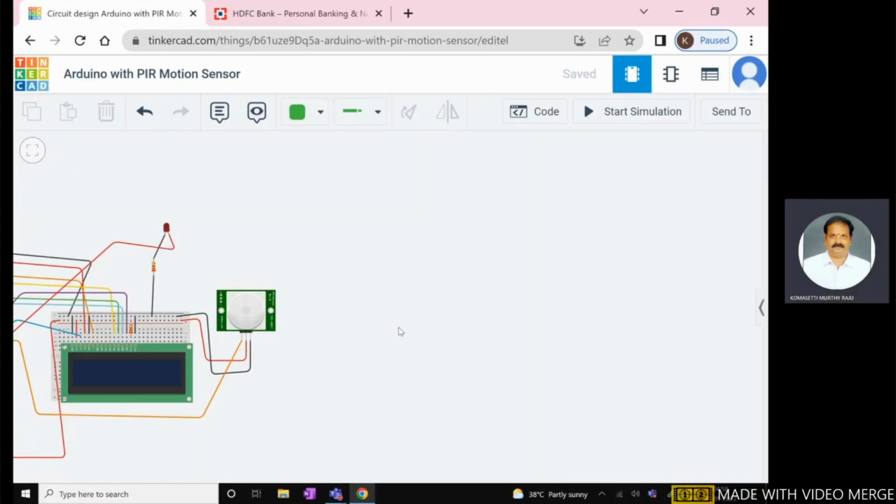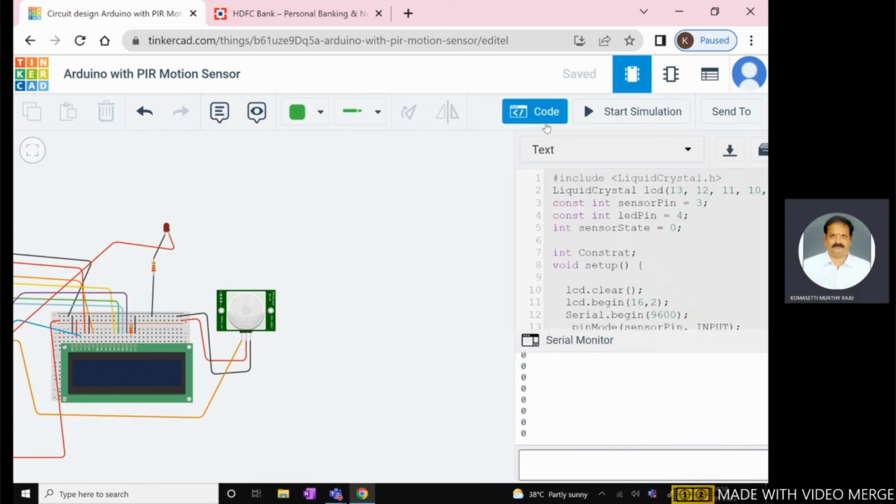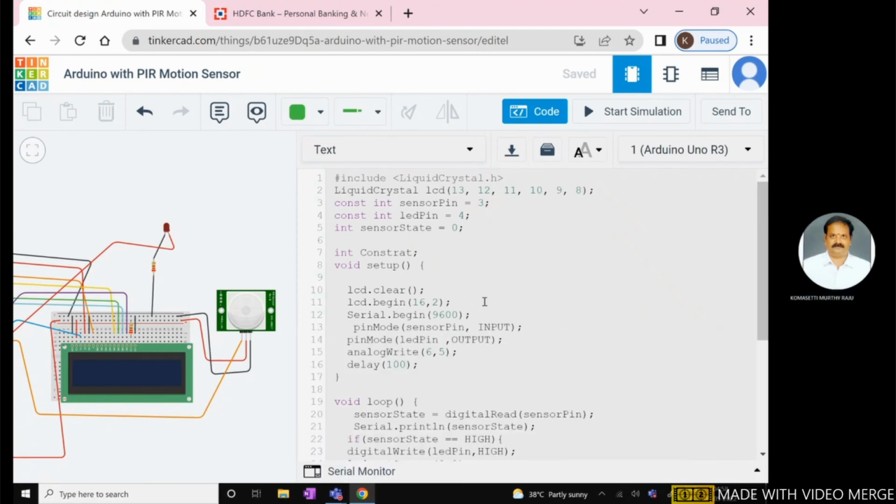Demonstration of PIR sensor with Arduino using Tinkercad. This is the code. Here we are using an LED, an LCD, and a PIR sensor. The LED has 2 pins, the anode pin and the cathode pin. The anode pin is connected to one of the digital pins of the Arduino board. The cathode is connected to ground through a resistance. This one is the cathode.